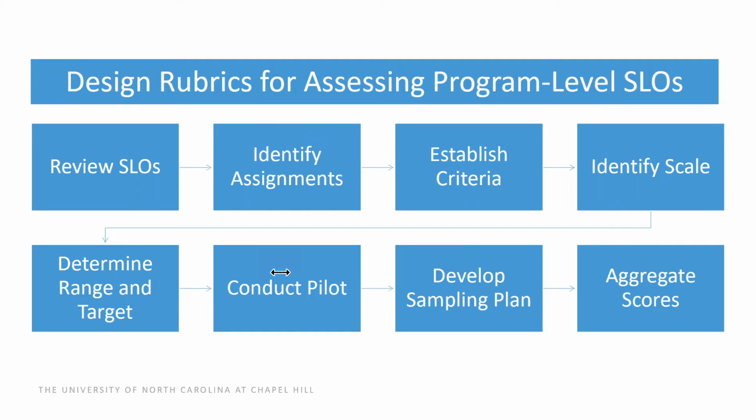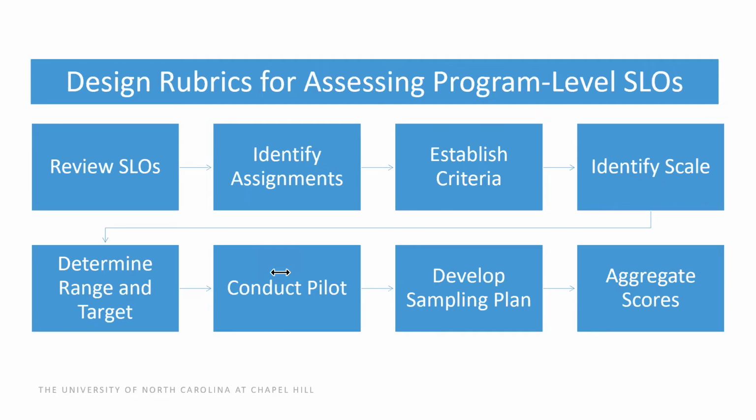And then it's determining a range and target. A little bit later, we'll look at how one department approached this issue. But once you have the criteria and the scale, we then determine the range and target to complete that initial rubric design. You can think about the target as being the average performance, or perhaps a percentage of students who achieve a certain score that the program aspires to, or maybe considers to be a minimum threshold for success in achieving a learning outcome.